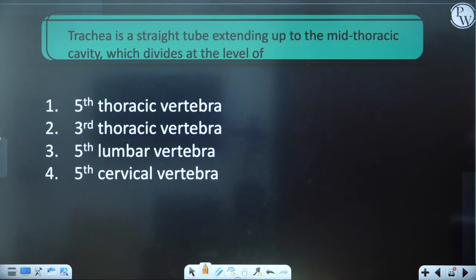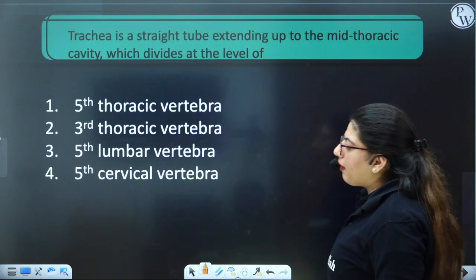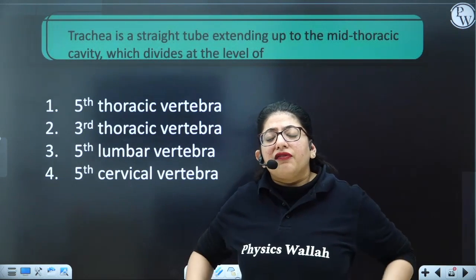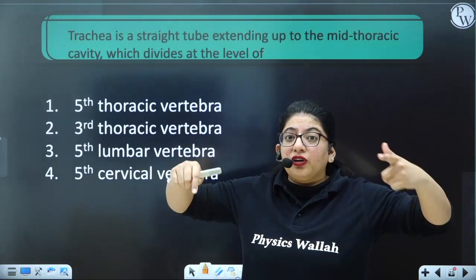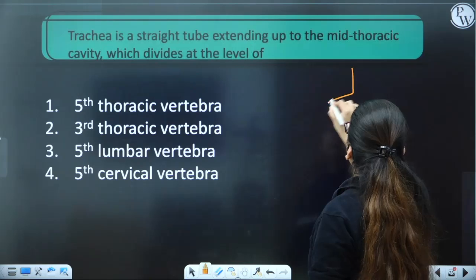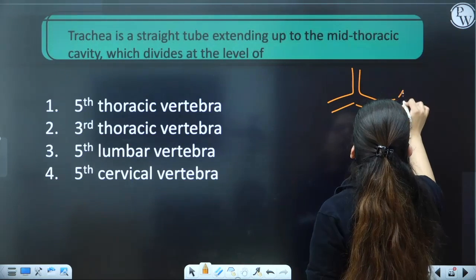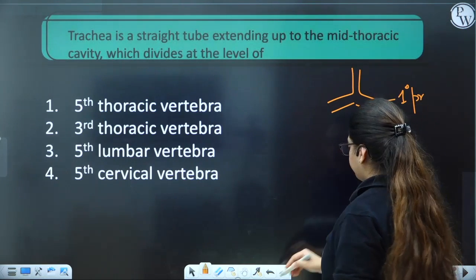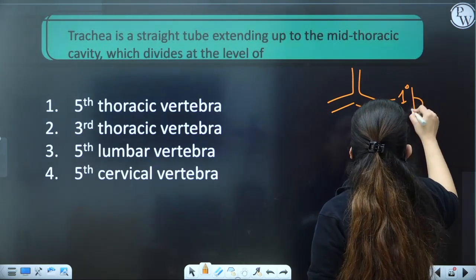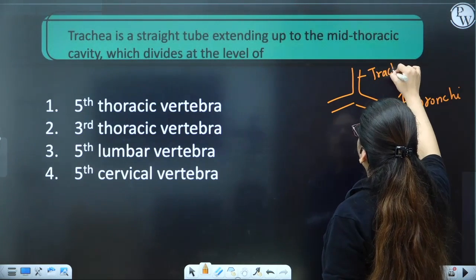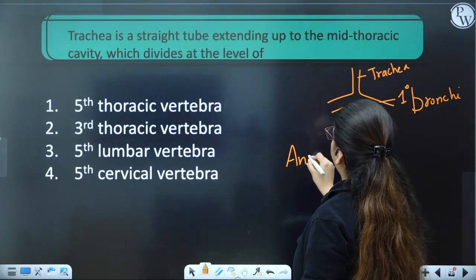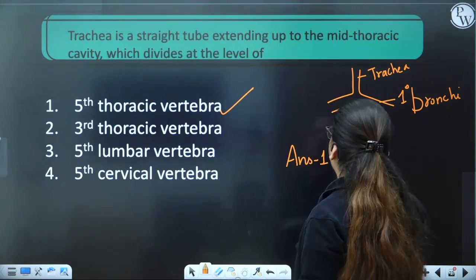Trachea is a straight tube extending up to the mid-thoracic cavity, which divides at the level of: third thoracic, fifth thoracic, fifth lumbar, fifth cervical. Very simple. Where does the trachea divide? It divides at fifth thoracic vertebra into primary bronchi. We have drawn this, right? So it's a primary bronchi. You sometimes also write primary as one node, right? This is trachea. So answer is 1, fifth thoracic vertebra.